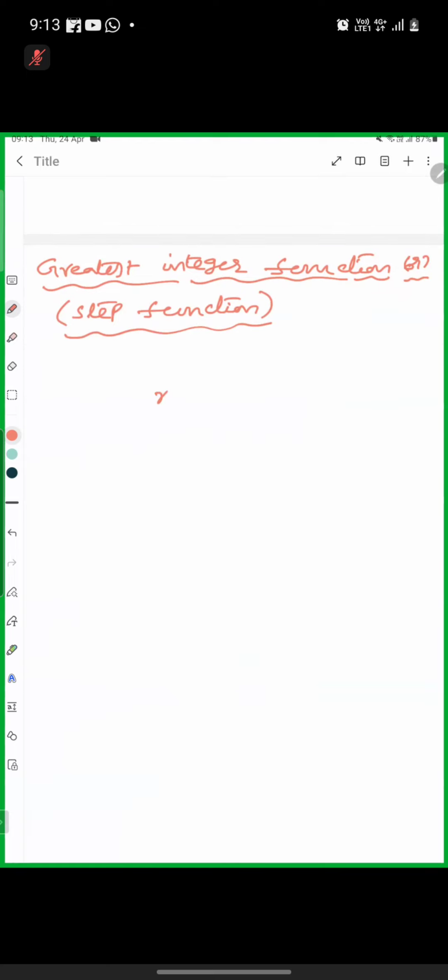If x is any real number, then the greatest integer of x, or step x, is denoted like this. Whenever you write x in square brackets, this is what it means: it is the integral part of x, or we can say it is the greatest integer less than or equal to x.